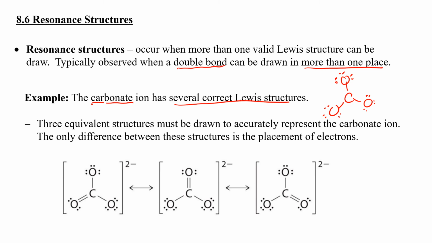And you would have to choose which oxygen you should make a double bond to, because carbon's not happy, right? Carbon had 6 electrons. It needs an octet. So it's going to need a double bond with one of these oxygens. You could have drawn that double bond with any of them. So the fact that you could have drawn 3 different correct Lewis structures means that these are resonance structures.